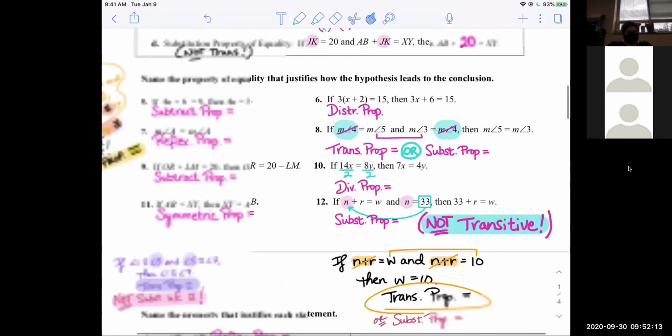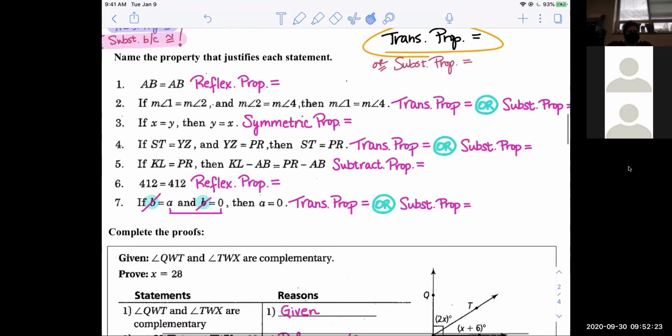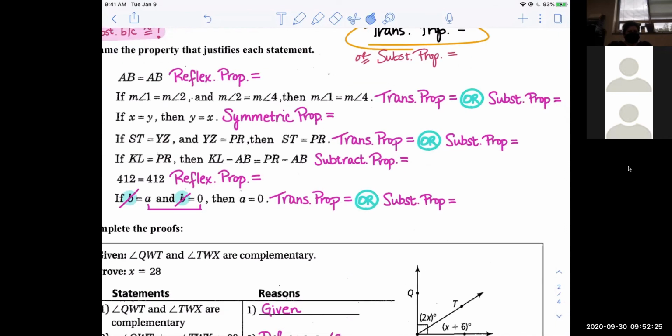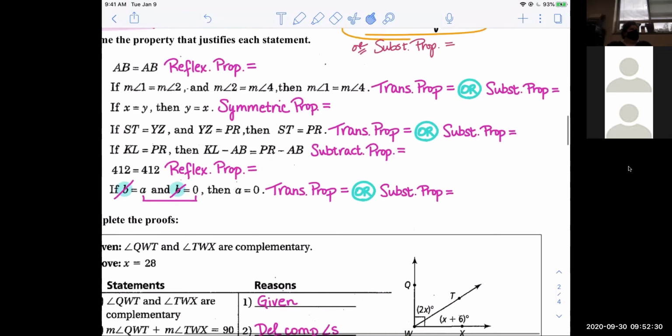Questions on any of the ones 5 through 12? Okay. It is really important that you correct these so that you have lots of examples to look at, because at first these can be a little confusing, but the more you practice it correctly, the better you'll get at it. And again, where I wrote "or," you could have just one of those and it would be a complete answer. You could say just transitive or just substitution and be fine.